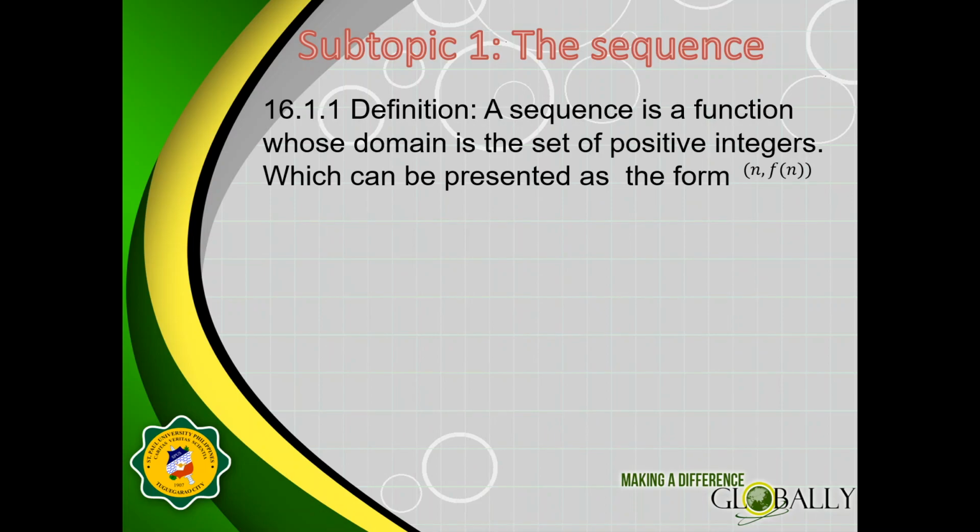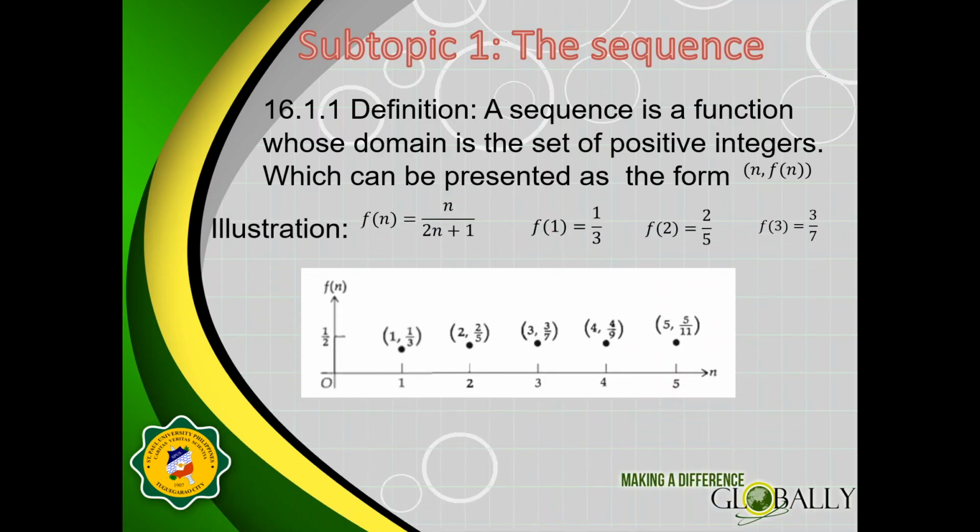Here is a definition of a sequence. A sequence is a function whose domain is a set of positive integers, which can be presented in the form {a_n}. Here's an illustration. Now that we know what a sequence is, it's natural to think about what f(n) will look like as n goes to infinity. And that brings us to the idea of limits.